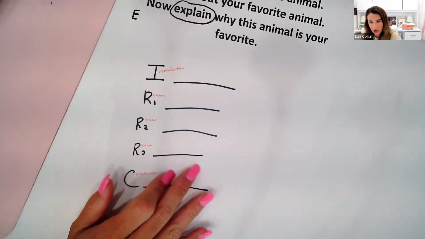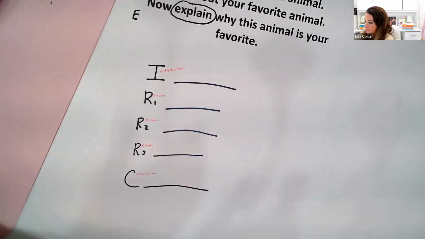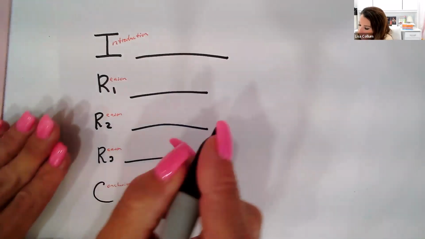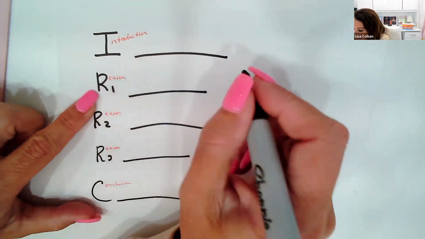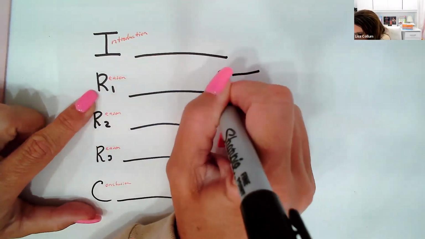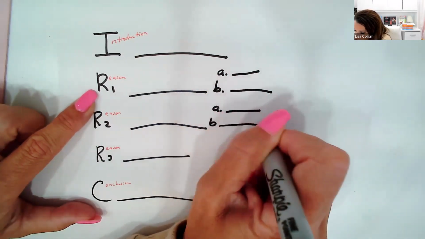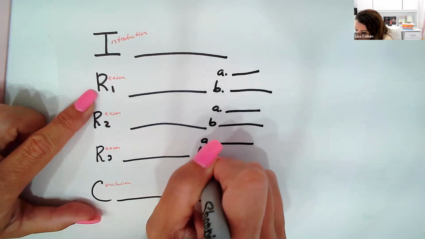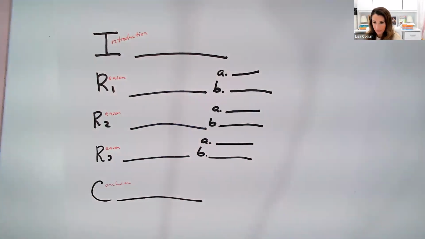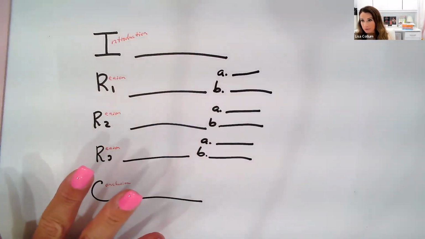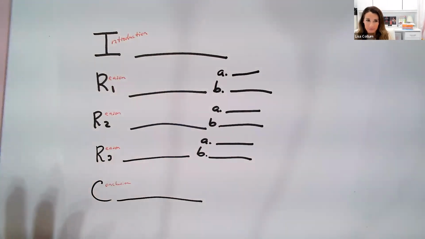Because next to each R, so next to my R1, I put an A and a B, which I'll tell you what those are in a minute. Only next to the R's. These are going to be our details that we write about in our writing. Okay, it's called an IRC outline. This is going to be our roadmap for our essay.